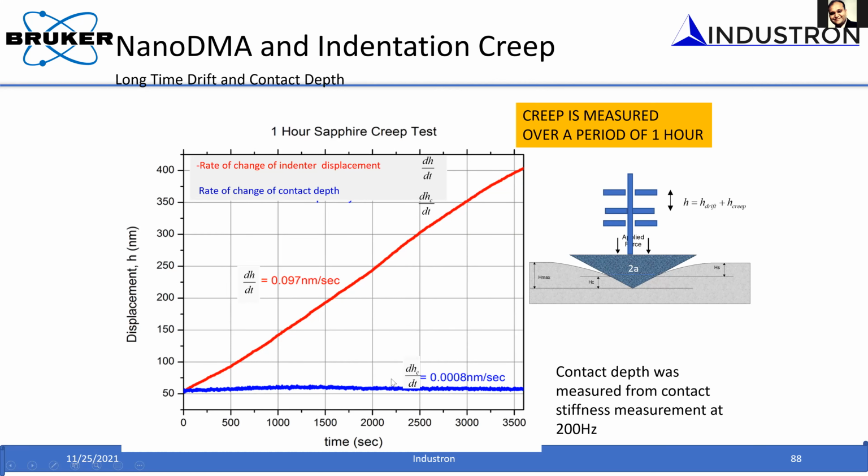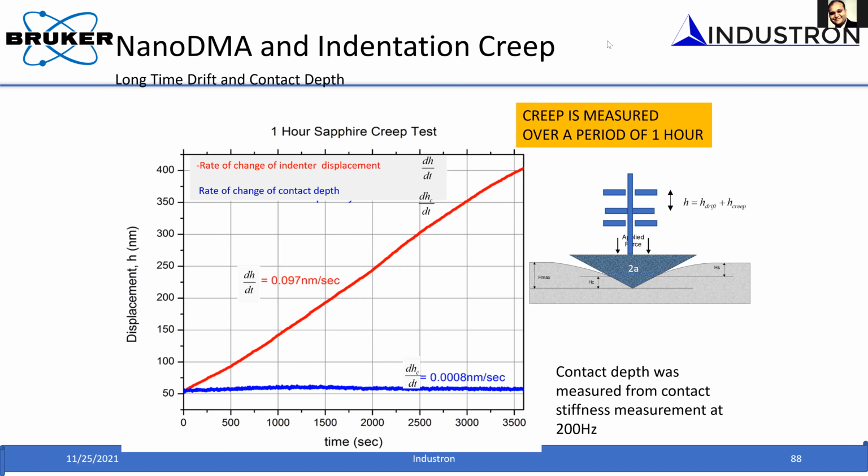Okay. At the same time, you try to measure through the stiffness measurement technique over this whole 1 hour period, you can see the drift, the dH by dt that you measure, is only 0.008 nanometers per second. It is ridiculously small. So what it means is basically the measurement that you have done by the stiffness measurement technique is completely insensitive to thermal drift.